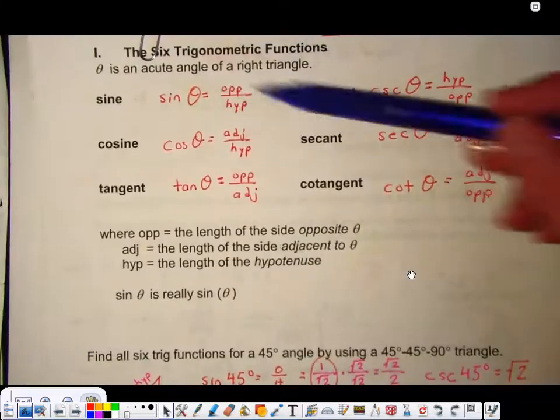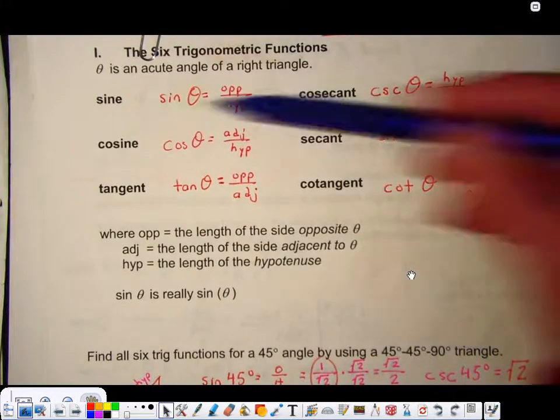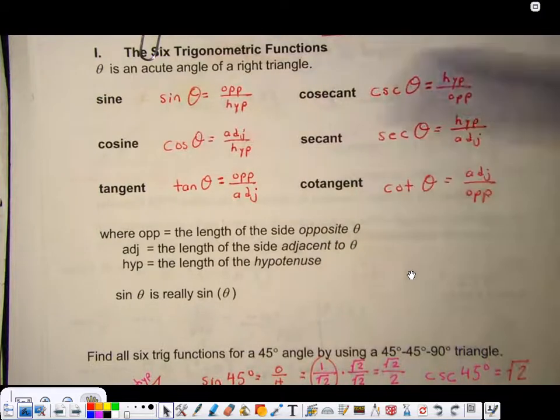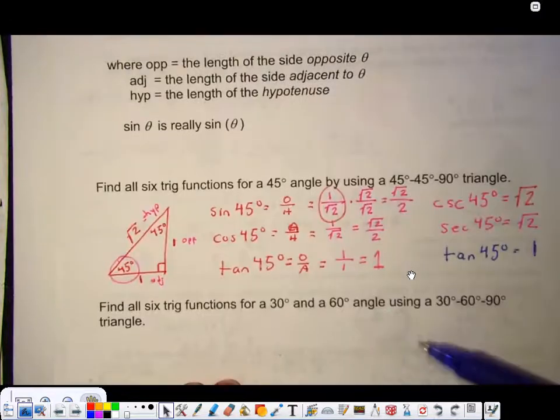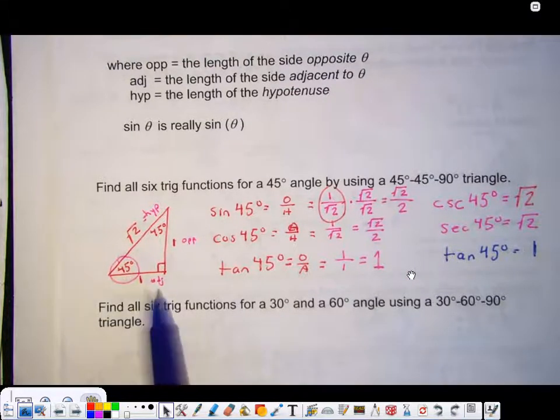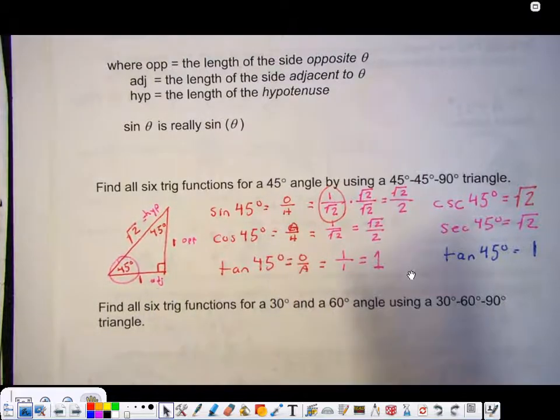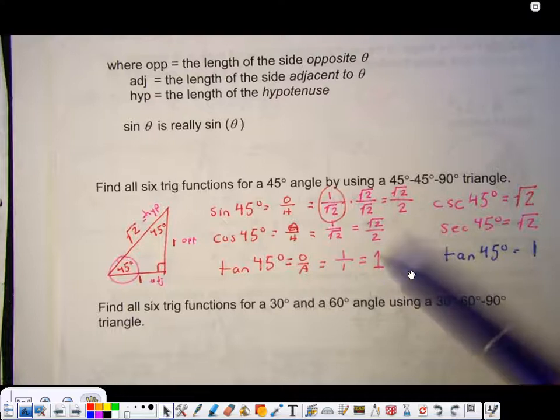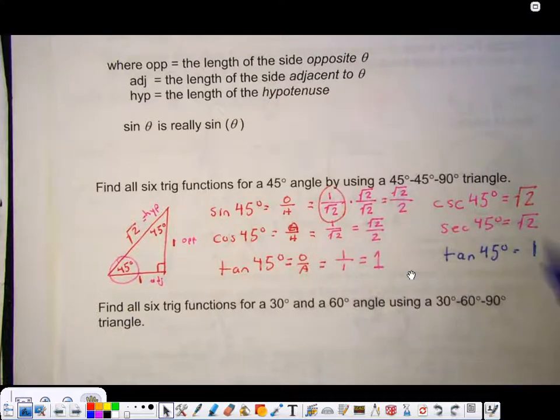So remember the quiz that we're going to have. First thing it's going to say is define all six trig functions. You will write down this and this. Then I will ask you to write down the six trig functions for 45 degrees. The easiest way is to draw the triangle and then just figure all this out. But all I'm looking for is the answer. So if you want to memorize just the answers, you're going to get the same credit. I just think it's easier to learn the triangle than to memorize it.